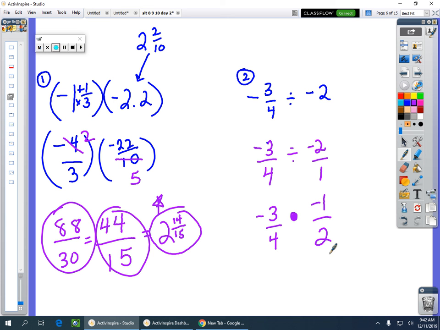Now we're ready just to multiply. We've done this before, so we're going to multiply across. Negative times a negative is a positive. And 4 times 2 is 8. And we get an answer of 3/8.